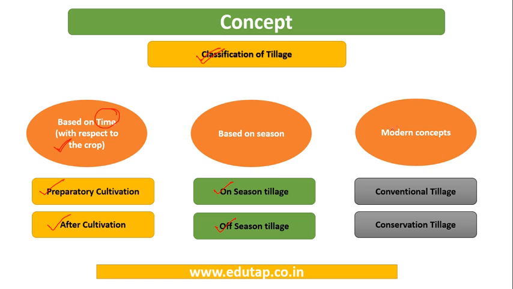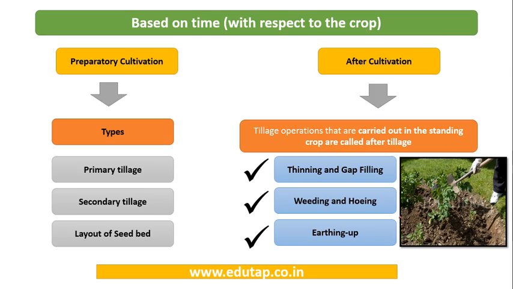Okay, then based on the modern concept, or based on which kind of system we are adopting, we refer to it as conventional tillage and conservation tillage. Okay, now what we shall do is we shall quickly go into each of these sections and make sure that we understand these topics in a proper manner.